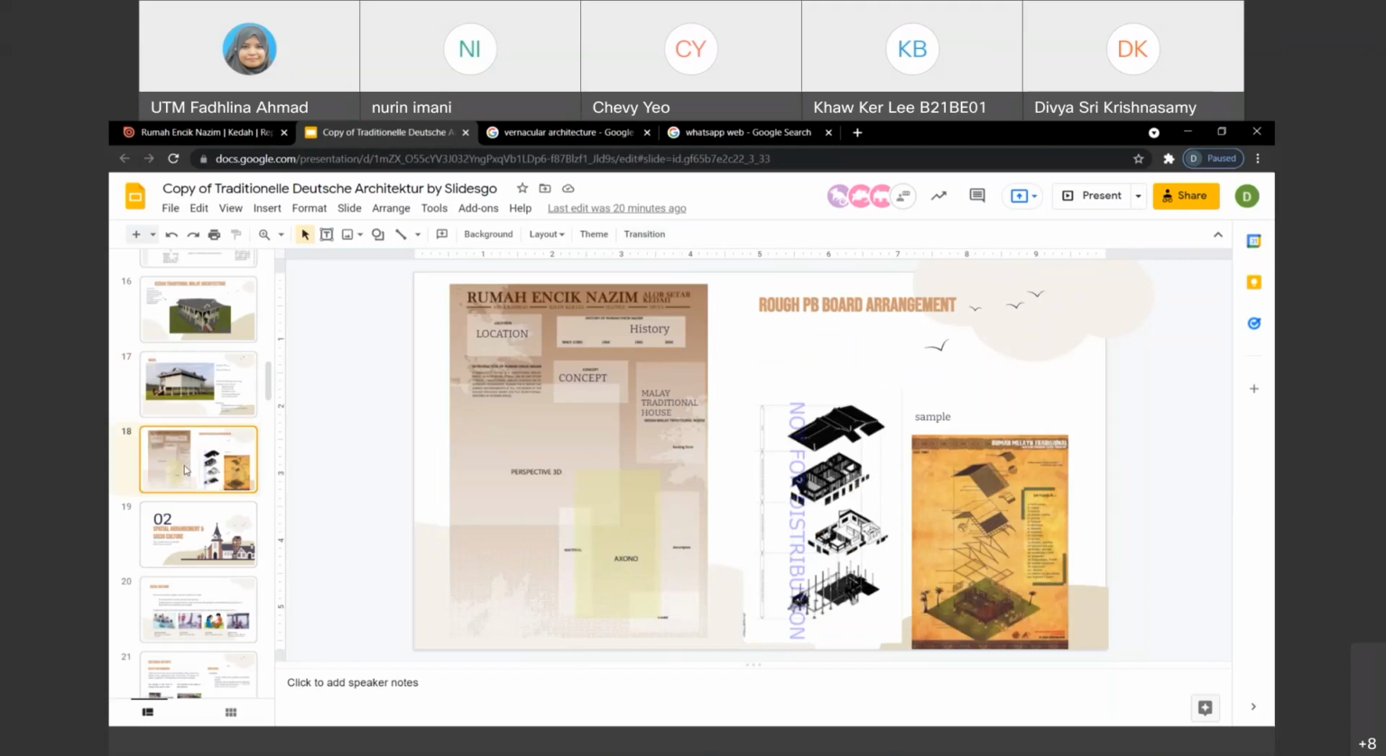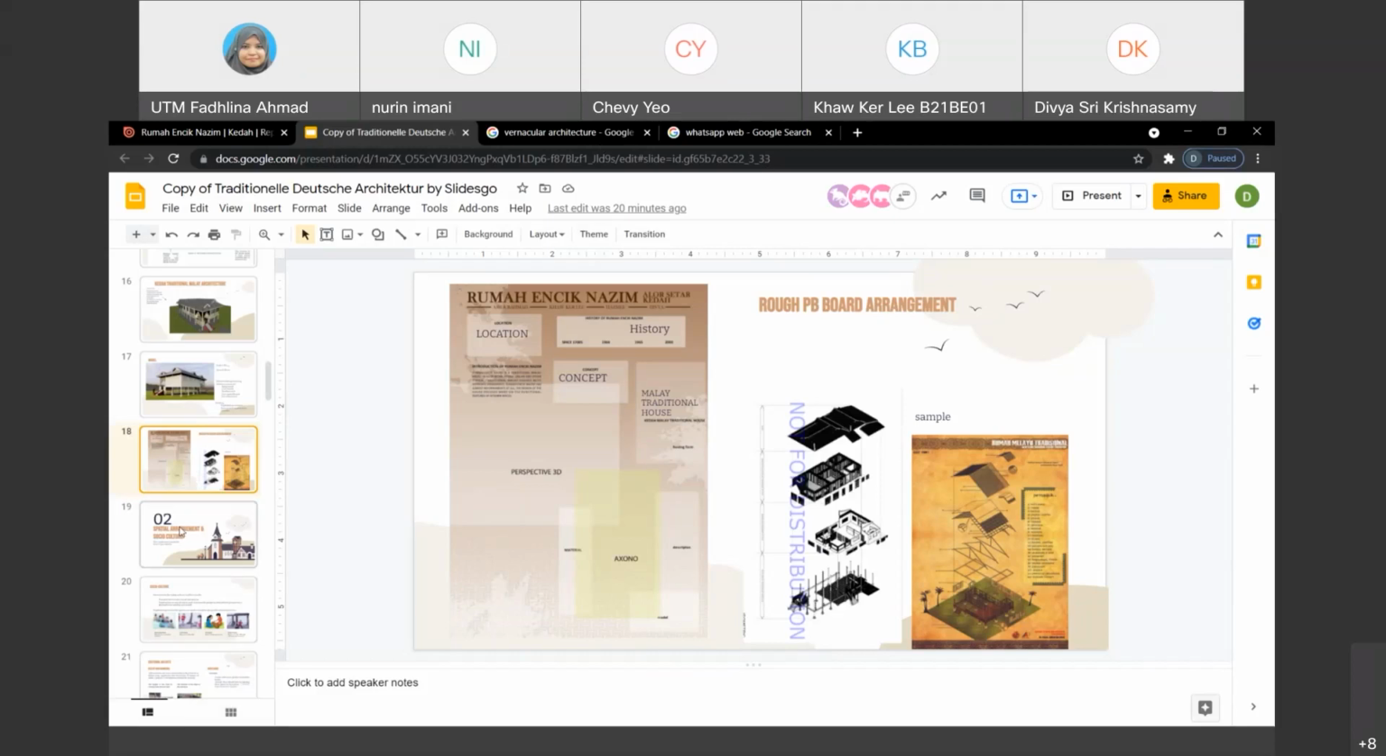This one is my rough presentation board arrangement. First, I will talk about the location, then history, concept, Malay traditional house. Then this one is what I talk about, the way you read the presentation. Maybe here I will add on the owner. You can put it in the history part. So the history part is talking about the location and also the owner of the house. Oh, okay, location is somewhere else. Alright, okay.